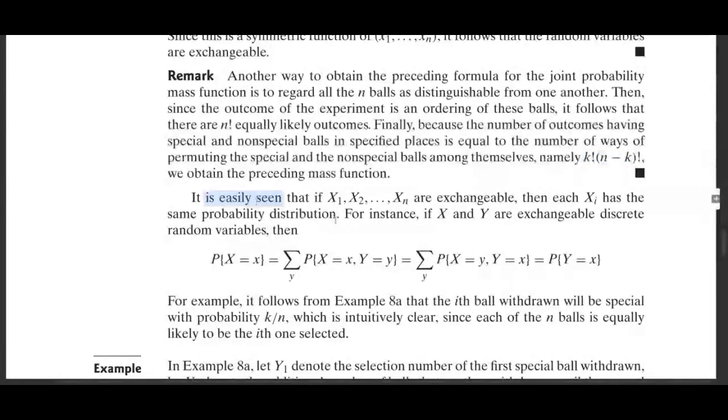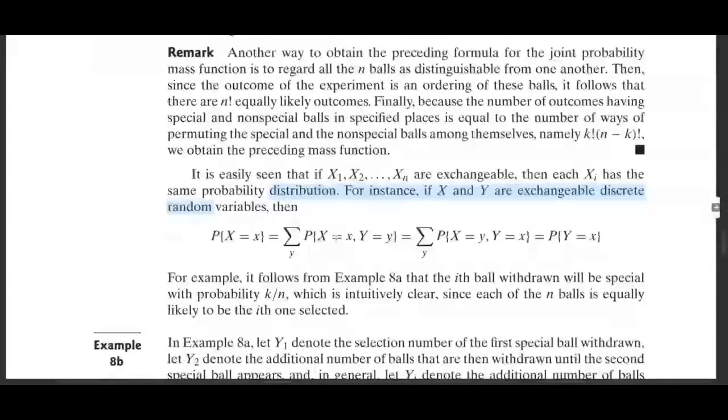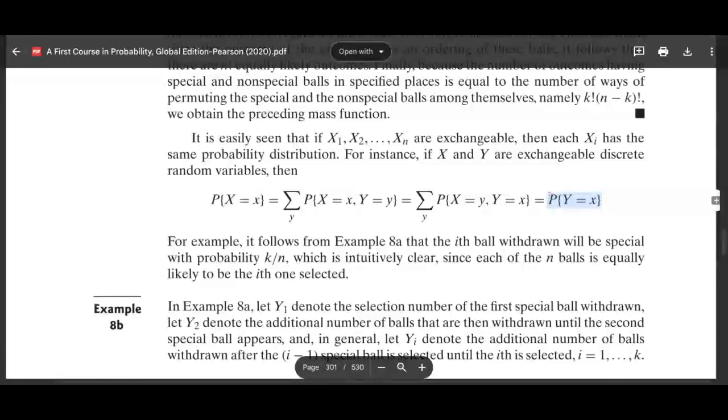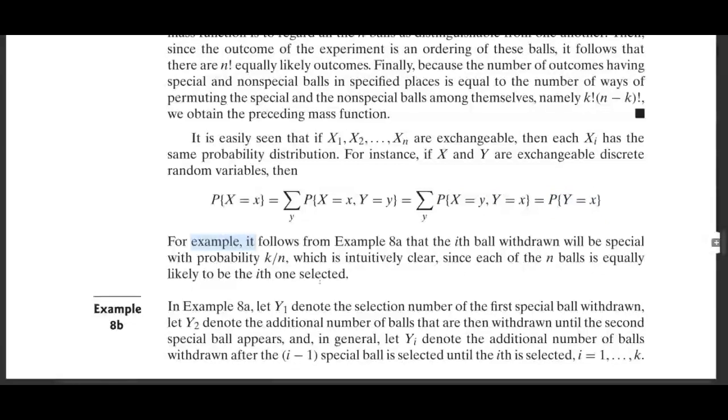It's easily seen that if x1 up to xn are exchangeable, then each xi has the same probability distribution. So for example, if x and y are exchangeable discrete random variables, then the probability of x equals the probability of x and y, summing up the y's. It's the same as the probability of y and x, summing up the y's. For example, it follows from the example that the i-th ball withdrawn will be special with probability k over n, which is intuitively clear since each of the n balls is equally likely to be the i-th one selected.